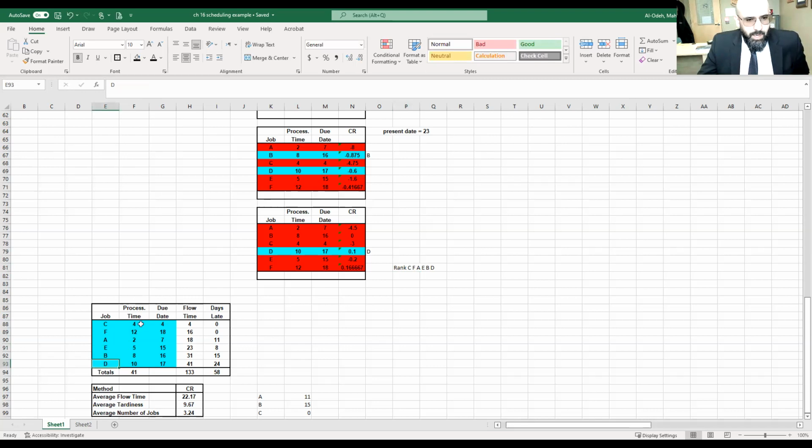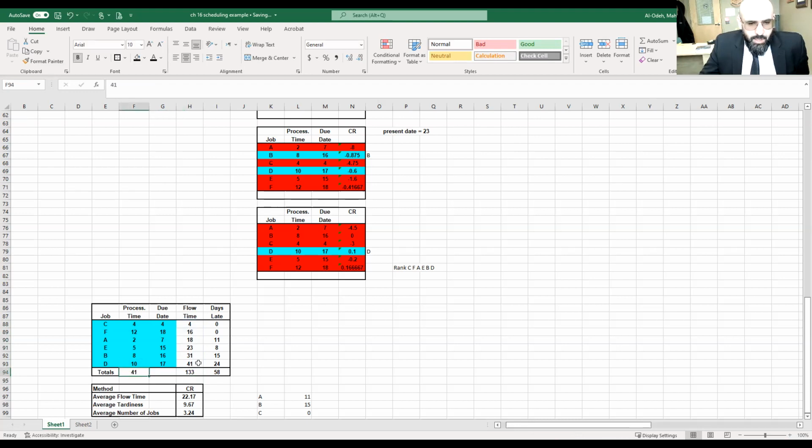Now add the processing time. Let's find what would be the flow time based on this new order. Starting with C, process time is 4, so the flow time is 4. Now moving into the next job, which is F, the flow time would be 4 plus 12, that is 16, and then 16 plus 2, that would be 18, and then 18 plus 5, that would be 23, 23 plus 8, that would be 31, 31 plus 10, that would be 41. Now adding all these flow times together, that would give you 133.